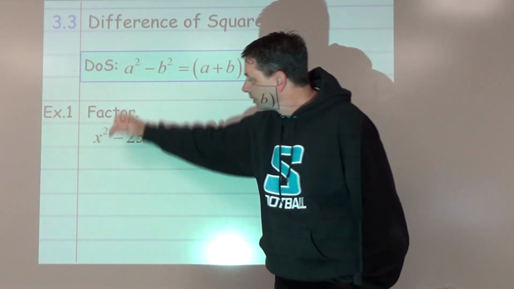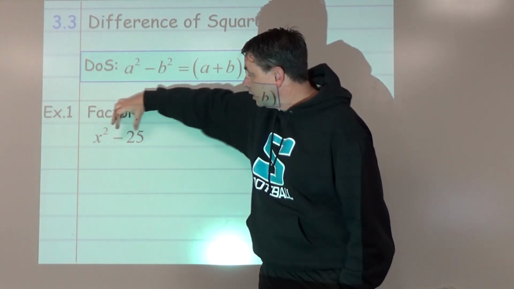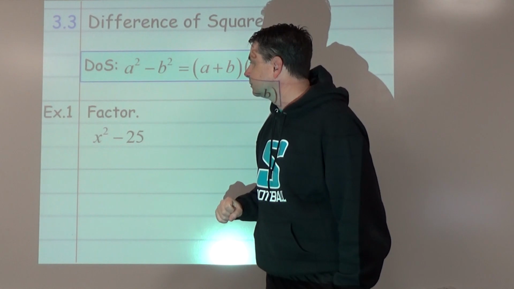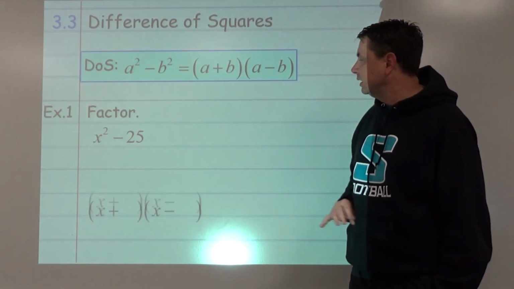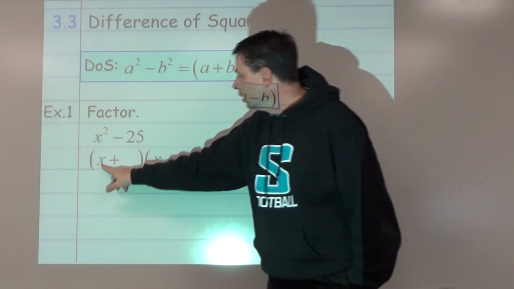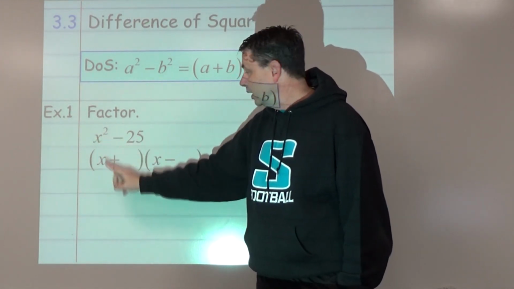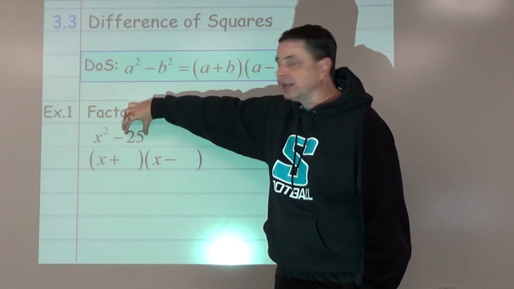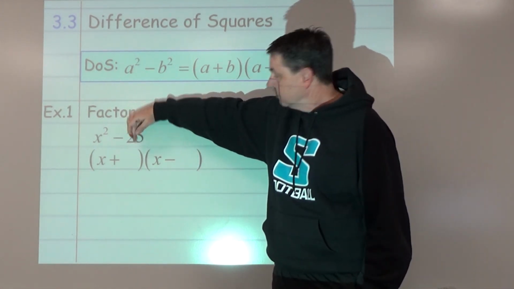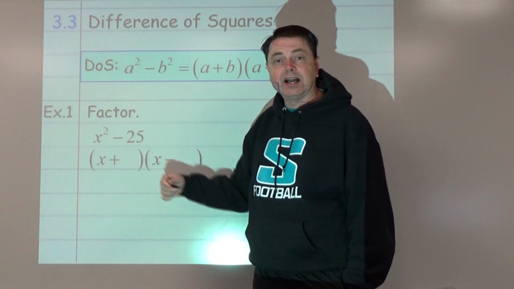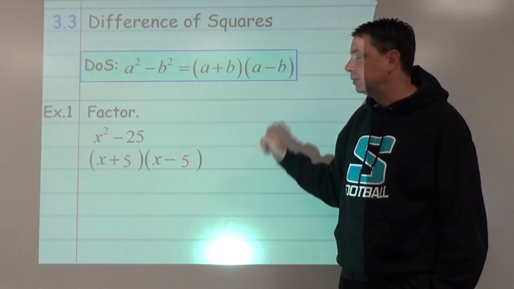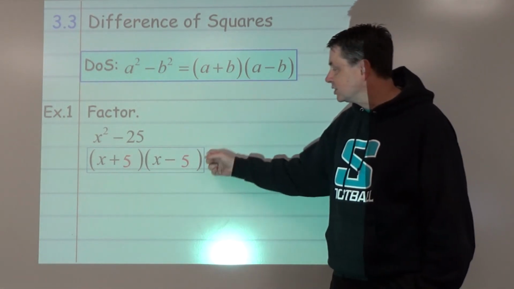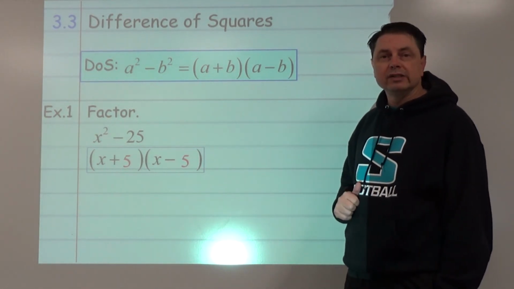It's a difference. X squared is a square. 25 is a square. So it's a difference of squares. So we're going to set it up with the open parentheses. We know x and x is how you would make x squared. These have to be identical. And then what was squared to make 25? 5. So 5 and 5 multiplies to make 25. Those have to be identical. One's a plus, one's a minus. It doesn't matter which one's which. Box your answer. That one's done.